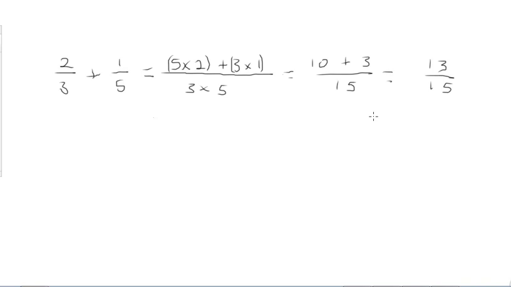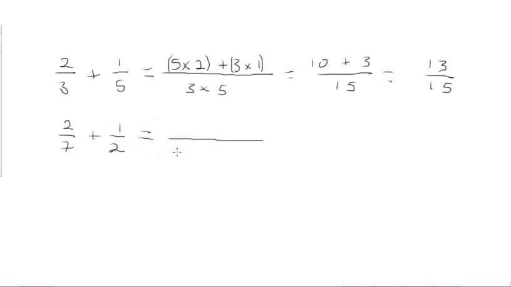And that's how we work around fractions with totally different denominators. So what if you had 2 over 7 plus 1 over 2? You can pause the video and try working this one out on your own. Otherwise, this is how we work around it.